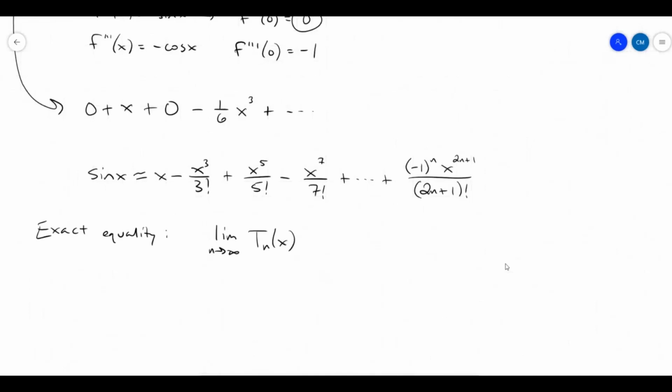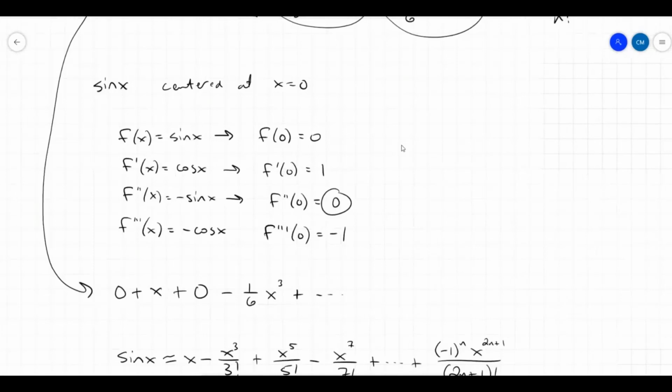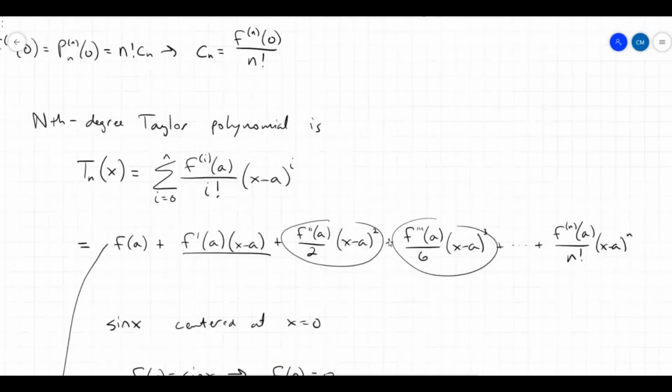And then that is actually going to be equal to the function. That's exact equality there. So again, if you come back up here to the Taylor polynomial that we were talking about, if I let this n right here, that n right there, go to infinity, then I get exact equality, and I get the formula for the Taylor series, not just the Taylor polynomial, but the Taylor series.